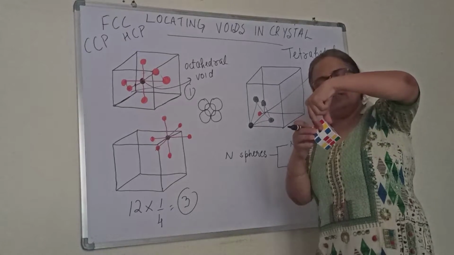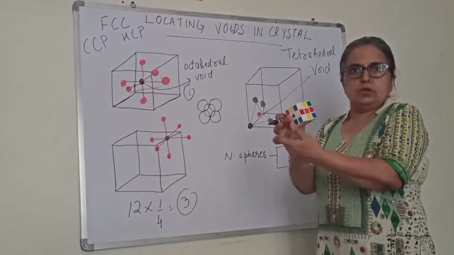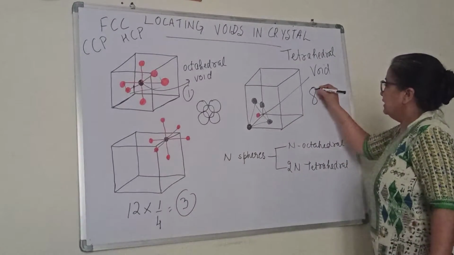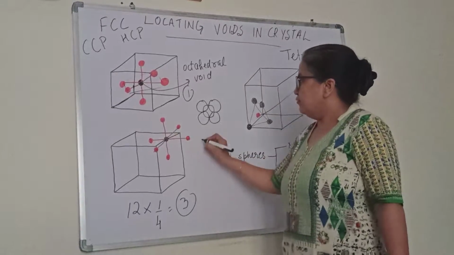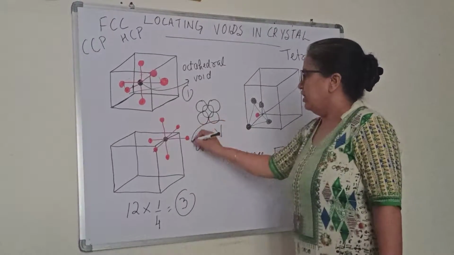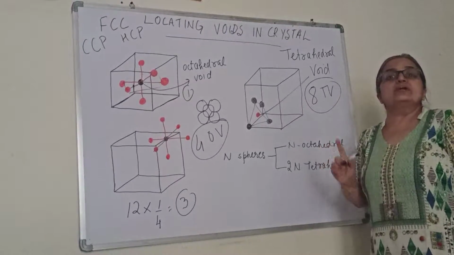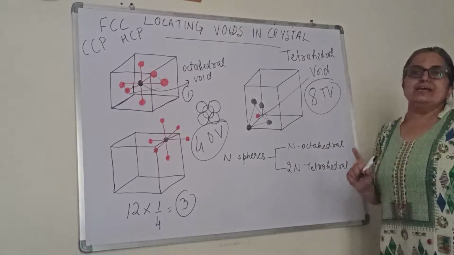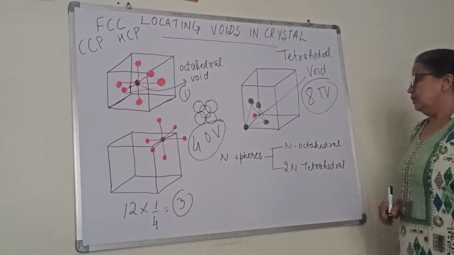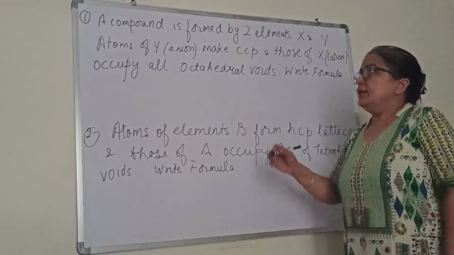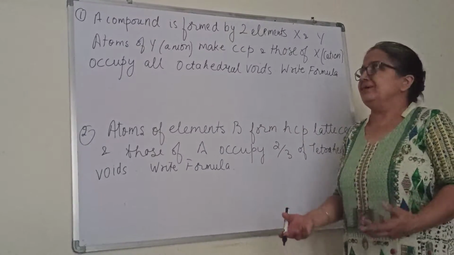One here, another one here, one this side, 4 here, 4 this side at the bottom also. So total there will be 8 tetrahedral voids in FCC. There will be 4 octahedral voids in FCC. Is it clear? This is how we locate the voids in CCP, FCC or XCP. Please write down this. Let us discuss some questions based on the voids or the packing.